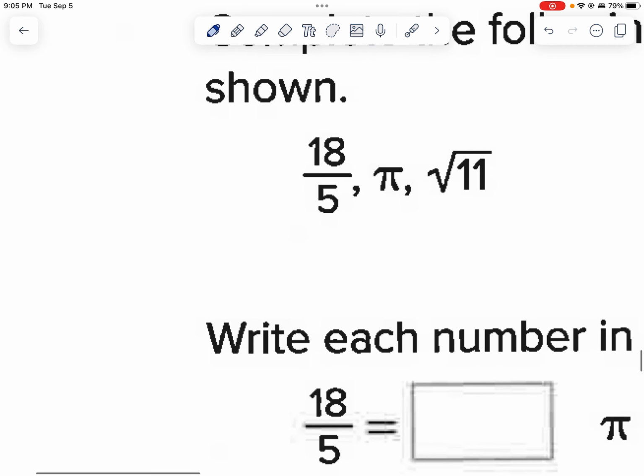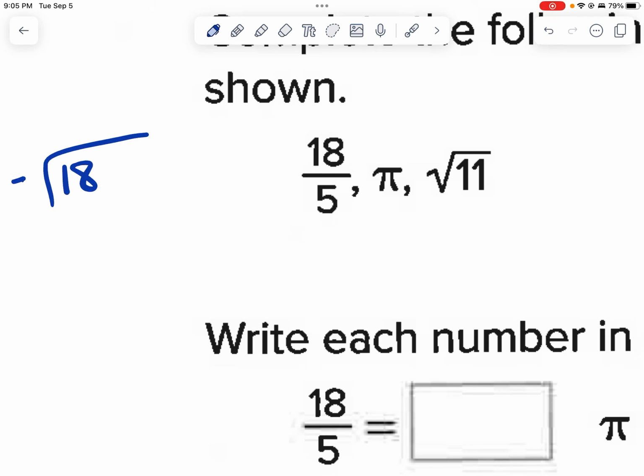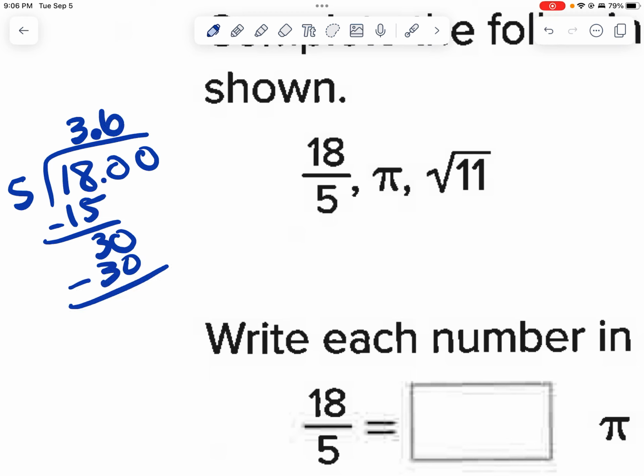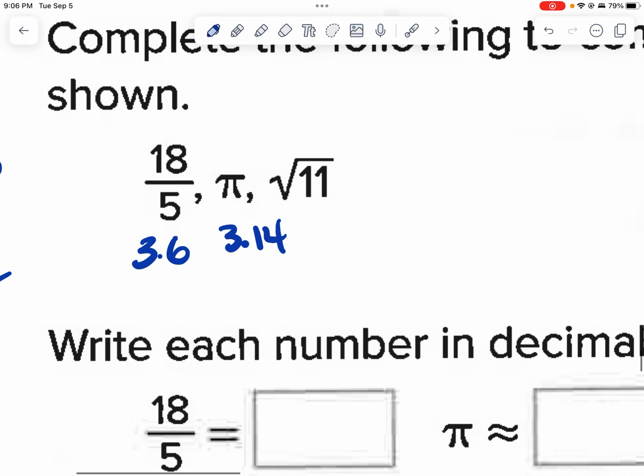If I'm talking about 18 over 5, that's 18 divided by 5. 5 goes into 18 3 times. I get 15. That's 30. 5 goes into 36 times evenly. So this is the same thing as 3.6. This is the same thing as 3.14.